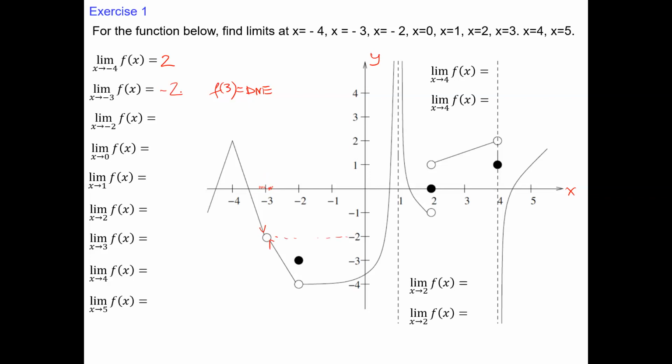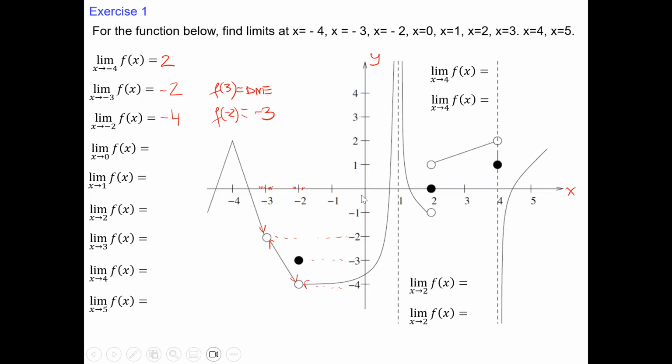Now x is approaching -2. Similar situation, just one point is removed. When x is approaching -2 from the left and from the right, the function is approaching that dot, and that dot is at the height -4, the value -4. In this situation, at -2, we do have a solid dot, and that's the value. It means the value exists, but it's different than the limit. The limit exists. It's also a removable discontinuity.